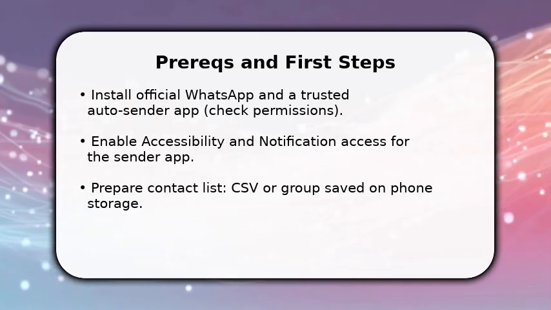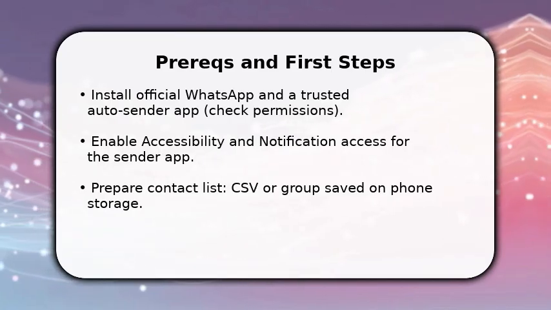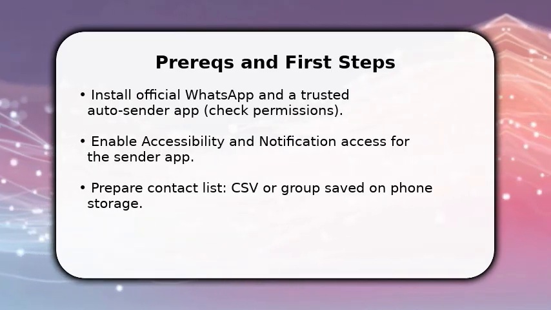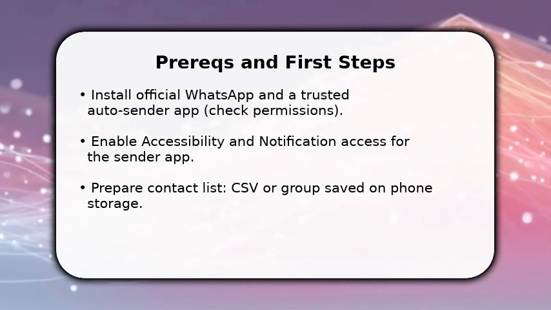You start by confirming prerequisites. WhatsApp updated, an approved autosender installed, and permission toggles enabled. Open the Sender app now and grant accessibility plus notification access so it can read incoming alerts and send messages.